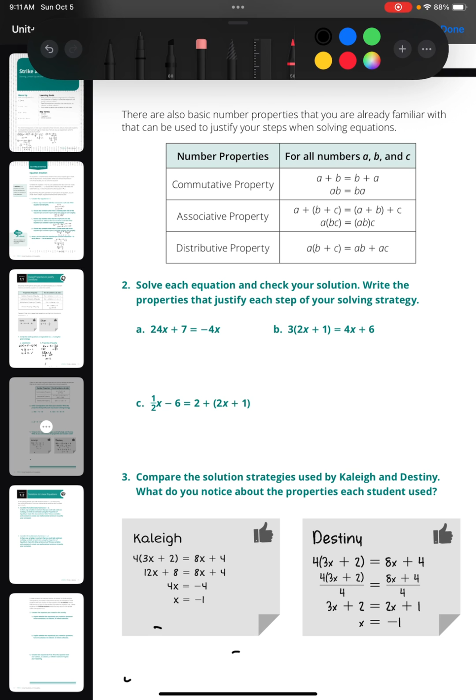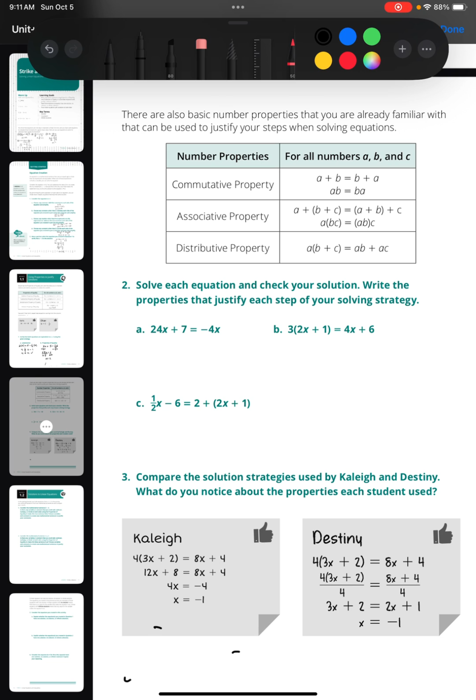So if I had A plus B plus C, it doesn't matter if I grouped A and B together or B and C together, as far as if I did order of operations, would it change my result? And that applies to both addition and multiplication too. So if I did A times B and then times C, or if I did B times C and then times A, it's not going to change my result.